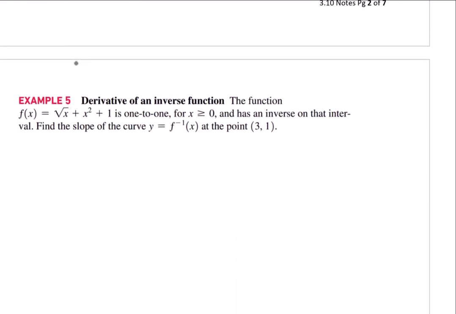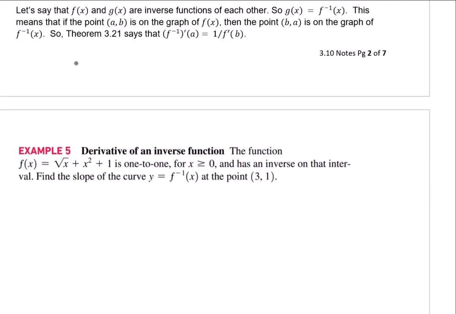Okay, so let's try it with this example. We have this function f of x equals the square root of x plus x squared plus 1, and it's one-to-one if we restrict it to be x greater than or equal to 0. It has an inverse on that interval, and we are trying to find the slope of the curve at the point (3, 1). Now remember what it means to find the slope of the curve. It means we're going to have to find the derivative.